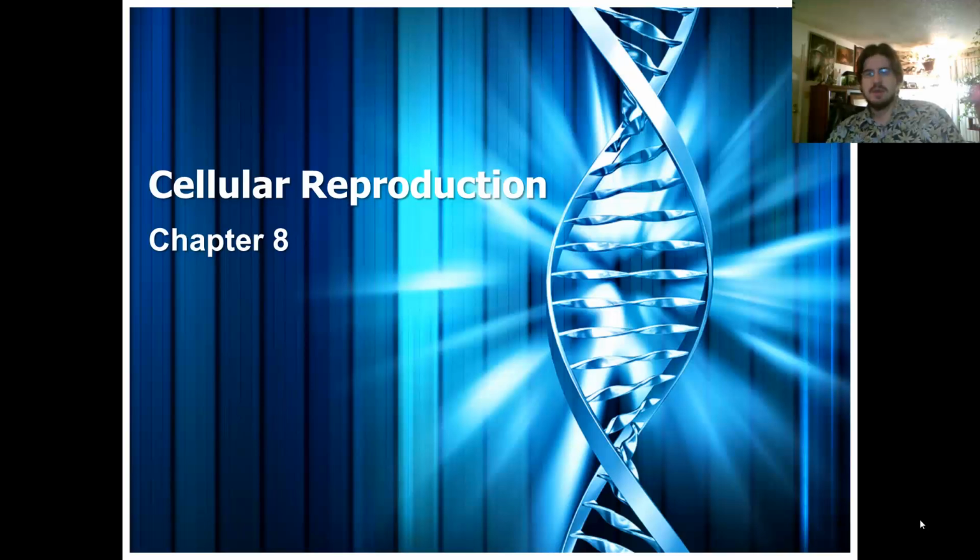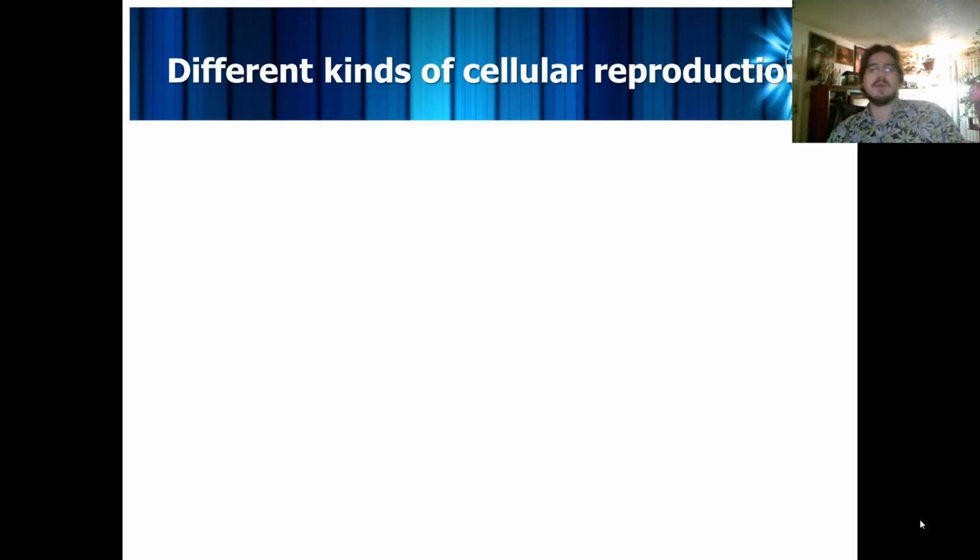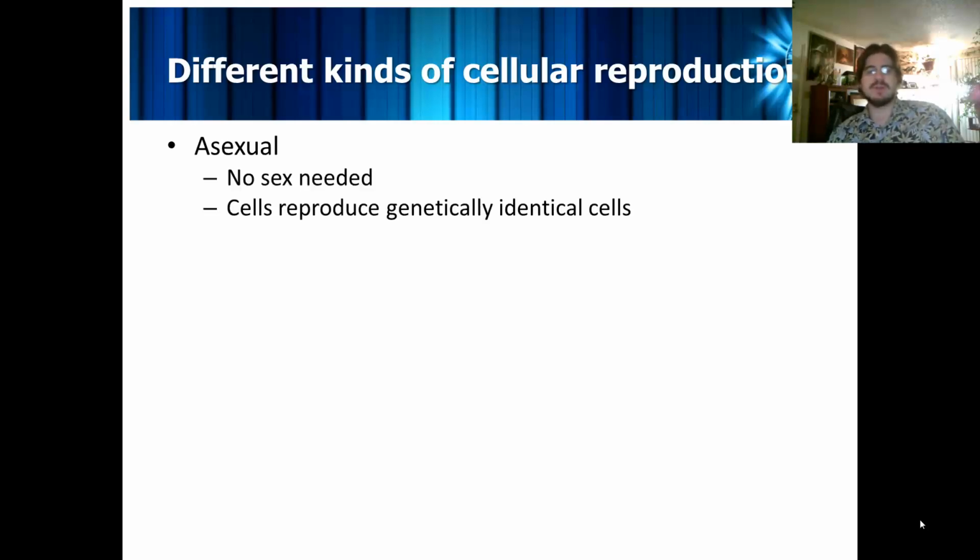Today, we discover the world of cellular reproduction. So, here we go. There are different kinds of cellular reproduction. There's asexual reproduction, where there's no sex needed. And this is where cells produce genetically identical cells. And this is done through a process called mitosis.